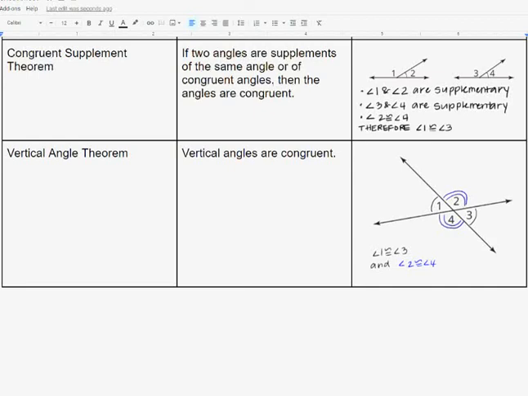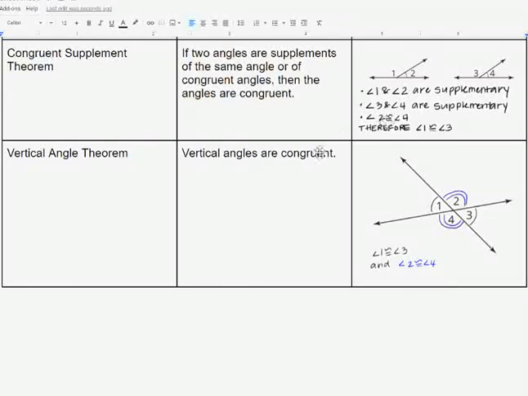In this video, I also want to revisit these last two theorems. The congruent supplement theorem was very new to us here, stating if two angles are supplements of the same angle or of congruent angles, then the angles are congruent. So we know if I have angle 1 and 2 being supplementary, meaning that they equal 180 degrees, and angles 3 and 4 are also supplementary, and we know that angle 2 and angle 4 are congruent to each other, that means their supplement, angles 1 and 3, should also be equal to each other.